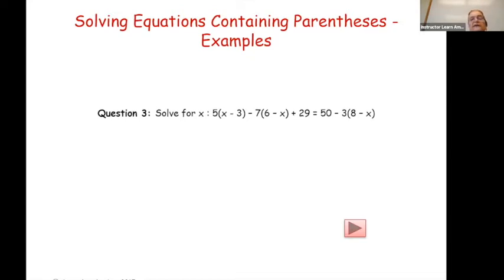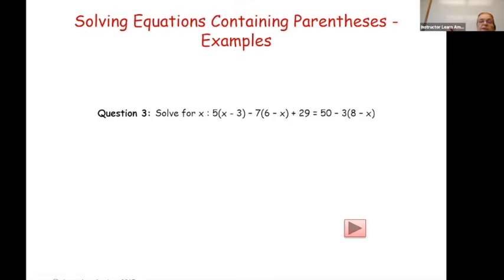All right, let's look at another example of solving equations which contain parentheses. Let's take this question: 5 times x minus 3, minus 7 times 6 minus x, plus 29 equals 50 minus 3 times 8 minus x. Remember, again, a lot of parentheses containing terms, therefore we have to distribute.